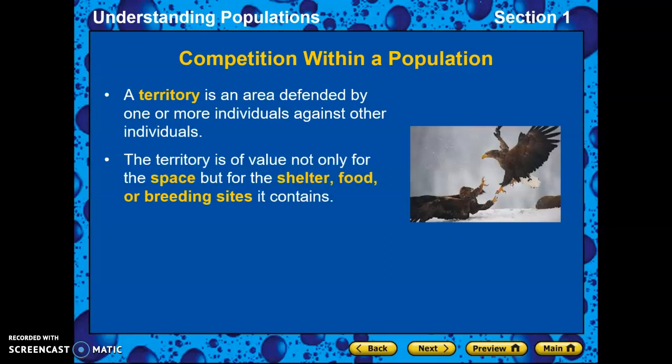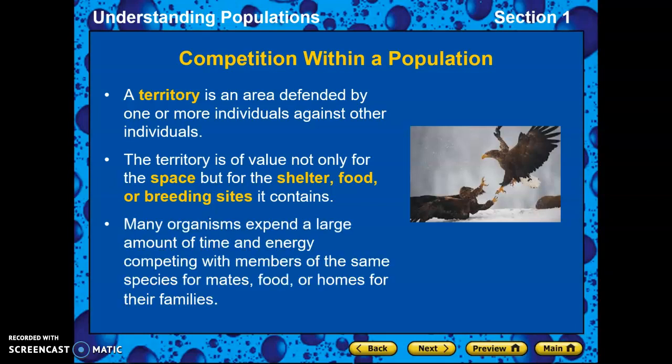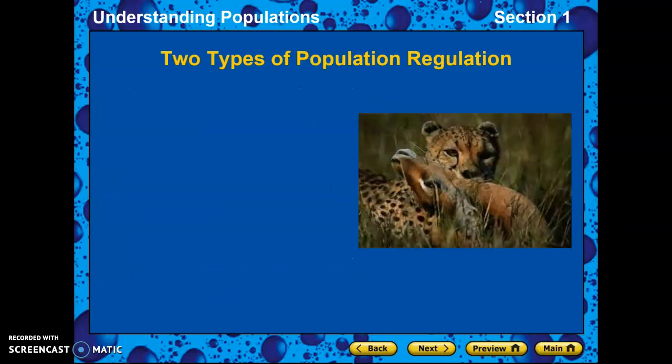Okay, a territory is the area that's defended by another animal. The territory is of value not only for food and shelter and space, but also for the breeding potential that it contains. So the potential for them to reproduce. Many organisms have a large amount of energy, and competing with members, they need more energy, so they're going to need more fuel.